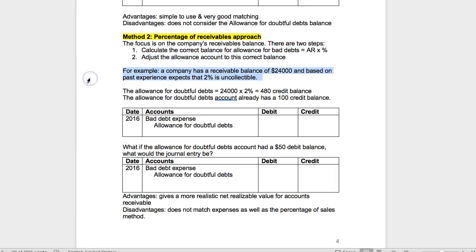So here is our example. A company has a receivable balance of $24,000. Based on past experience, they expect that 2% is uncollectible. So step 1 is to calculate the correct balance for the allowance for doubtful debts. To do this, it's the accounts receivable times the percentage, and this gives me 480. Now this will be a credit balance for the allowance for doubtful debts because it is a contra asset.